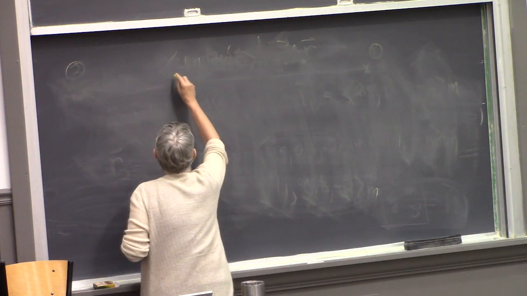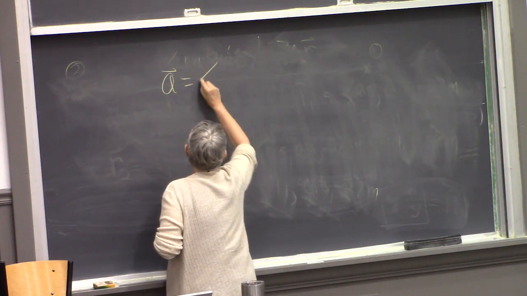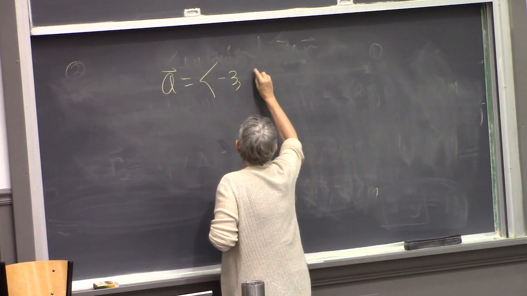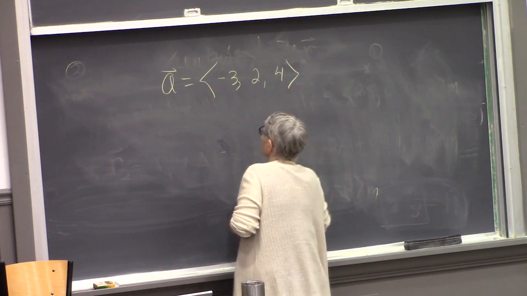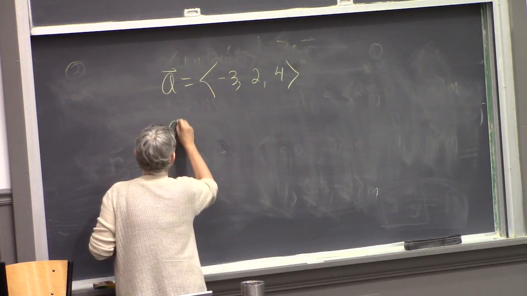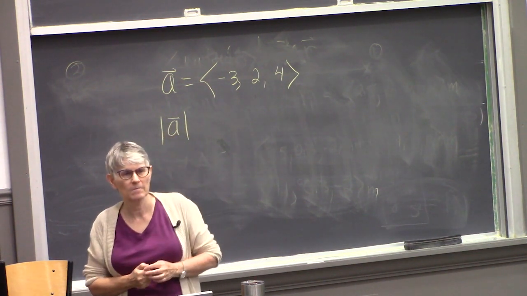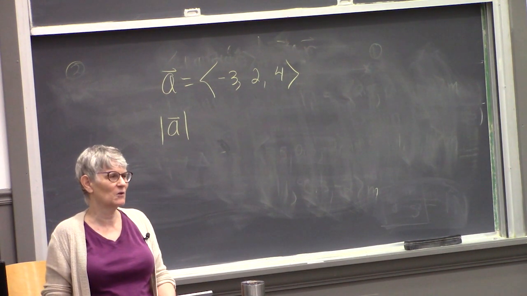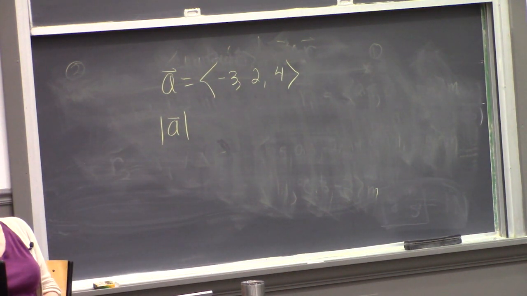So if we have some vector A is -3, 2, 4. What's the magnitude of A? Okay, you are going to need devices for calculating things with numbers in lecture and recitation, so bring a calculator. If you want to use your phone, that's legal.